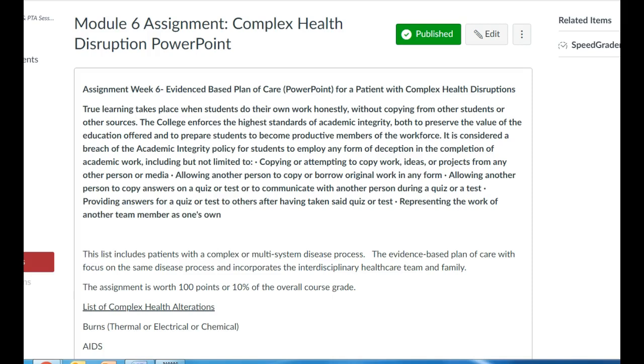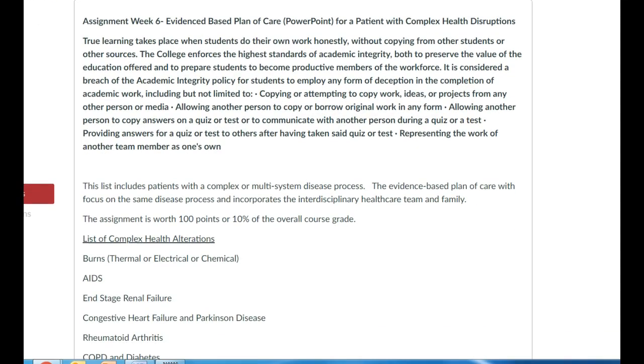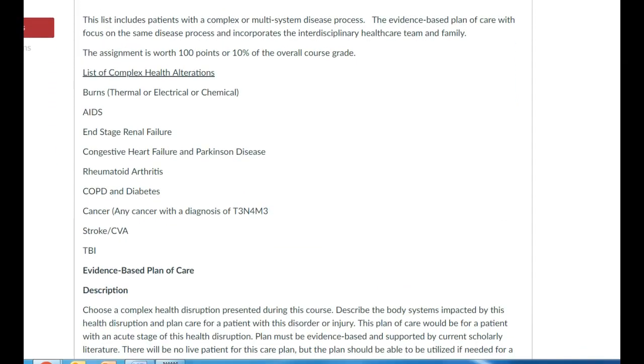When doing the PowerPoint, we do expect you to put the highlights on the actual slide and then add the notes underneath. Because there is a lot of information, you will be needing to add notes to your slide. So the first part talks about academic honesty, making sure that you are doing your own work. And this is actually a really good learning experience and will help prepare you for the NCLEX because there are many questions on complex health alterations. So this is something that you can use and save and go back and study in the future.